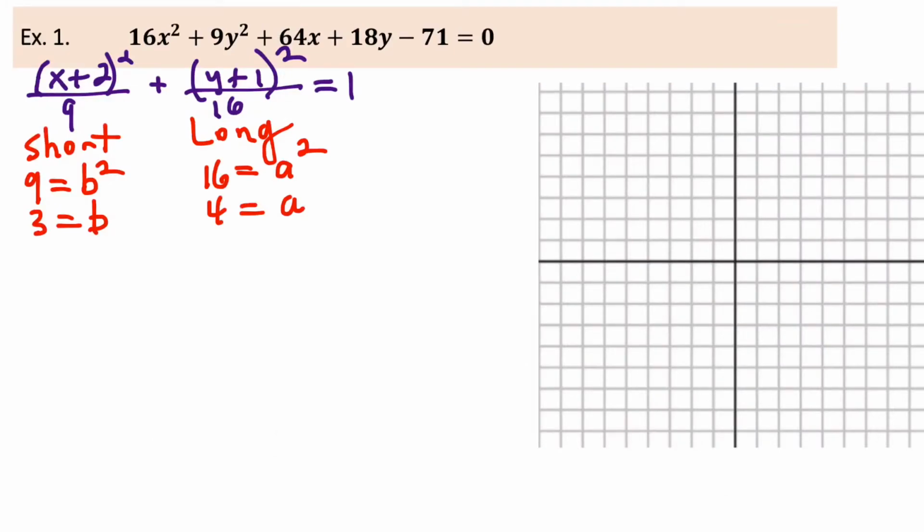So the next thing we want to do is get our center. So our center is taken from these factors up here. So opposite sign, so that's -2. Opposite sign, that's -1. So -2, comma, -1. So let's put it on this graph over here. Here's my center.